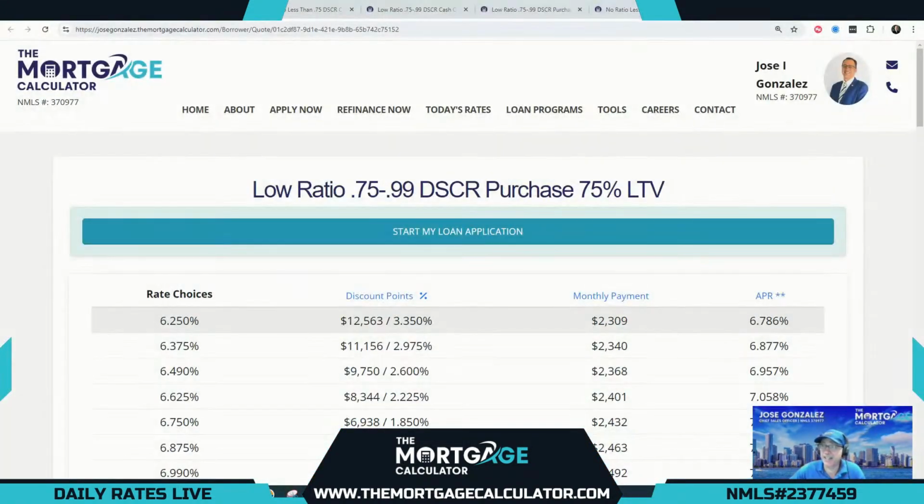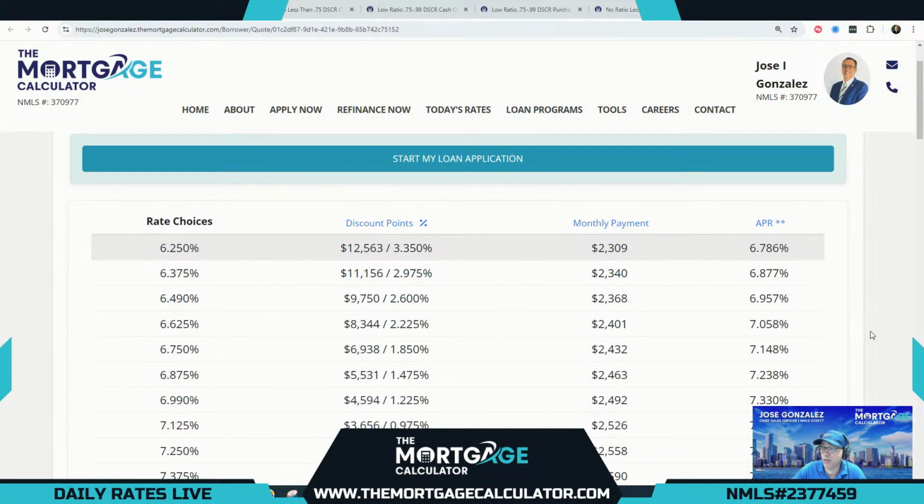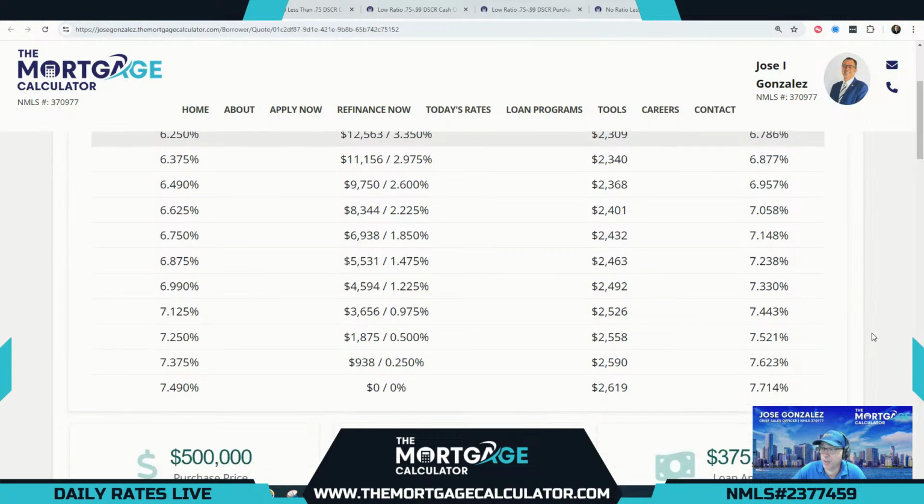Very exciting because most people don't know this exists. Especially some of the extra special options I'm going to share with you now. So our first option here is for the low ratio, 0.75 to 0.99 debt service coverage ratio. Remember, we are dividing the housing expense into the gross rent from the property. In this case, it doesn't cover on a one-to-one basis. Maximum LTV on this product is 75%. So we are looking at 25% minimum down payment.